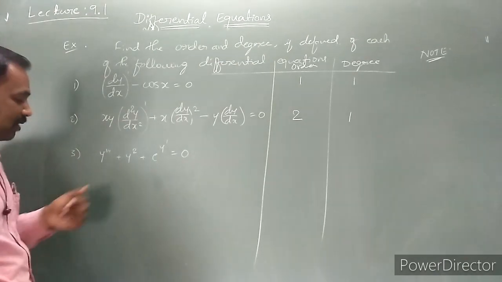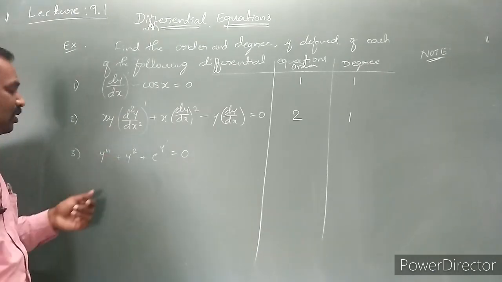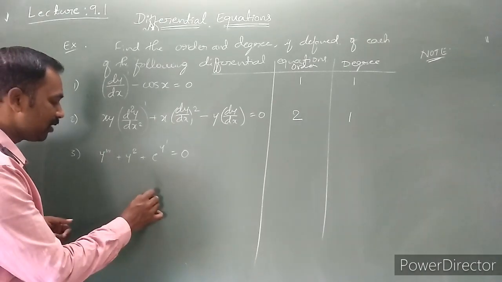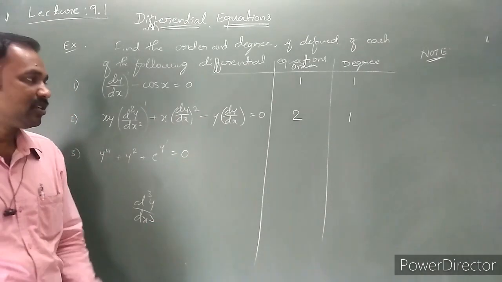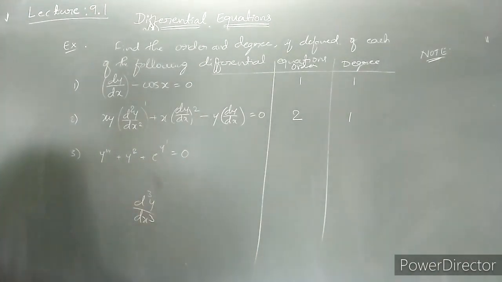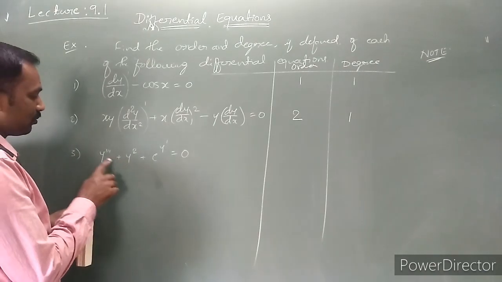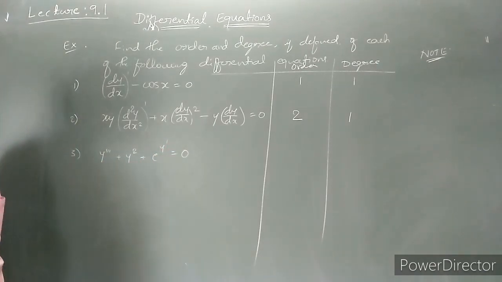Here y square means y into y, it is not a differentiation. Y triple dash is nothing but d cube y divided by dx cube. Representation notation, well, already familiar. Now here y cube y triple dash plus y square plus e power y dash is there.